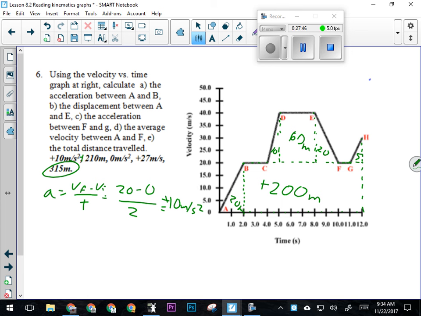Oh, sorry, D was average velocity, not acceleration. You're right, we skipped D, between A and F.